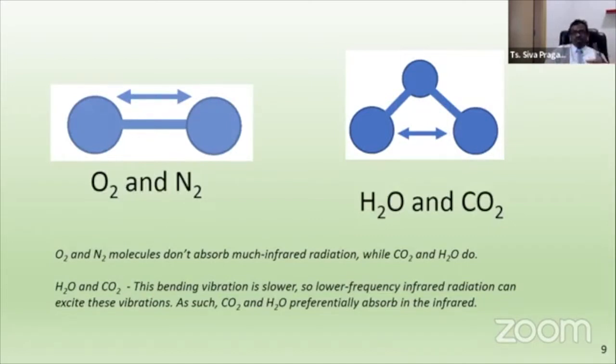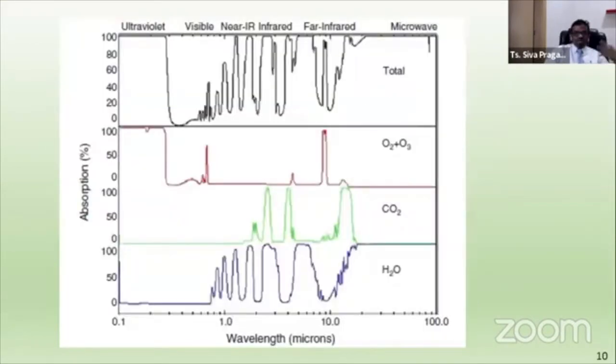And if you look at O2 and N2, the bending vibration is much faster. So the frequency that it actually emits is a higher frequency. In this graph, you can see the absorption percentage and the types of radiation absorbed. Oxygen and ozone, O3 is ozone, O2 and ozone absorb ultraviolet much more readily. When it goes to near infrared and infrared, at a certain point, yes, it does, maybe at a certain temperature or the way the molecule behaves. But other than that, generally, ultraviolet is the most predominant.